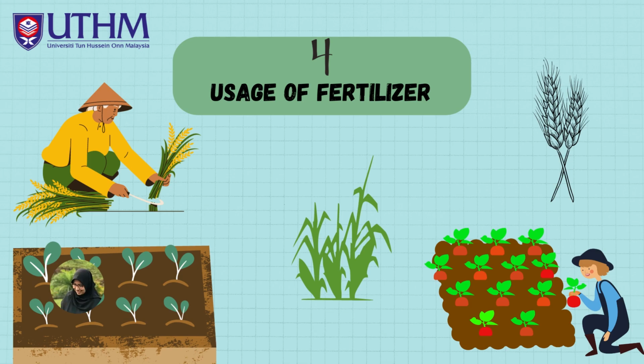The fourth stage is the usage of fertilizer, which is used for various purposes. For example, fertilizers increase crop yields, improve the quality of food and feed, reduce the amount of cropland required, and reduce the need to convert land to agriculture.